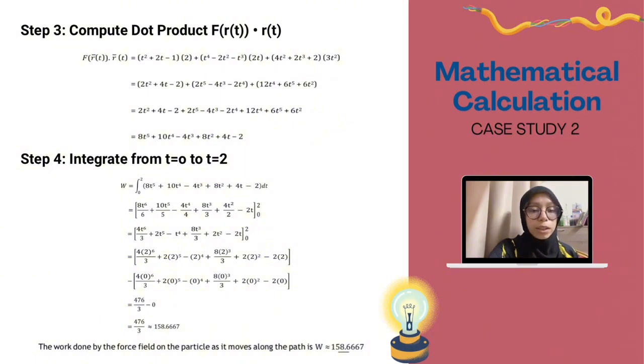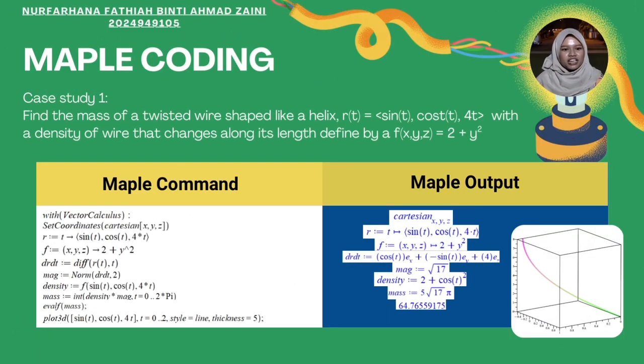equal to 2 and we get 8t to the power of 6 over 6 plus 10t to the power 5 over 5 minus 4t to the power of 4 over 4 plus 8t cubed over 3 plus 4t squared over 2 minus 2t, and we solve the equation. We get 476 over 3, approximately 158.6667. So the work done by the force field on the particle as it moves along the path is equal to 476 over 3, approximately 158.6667.